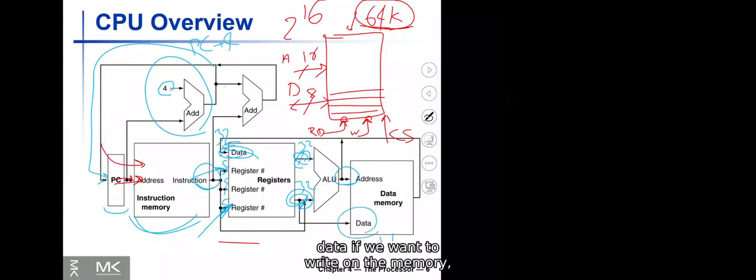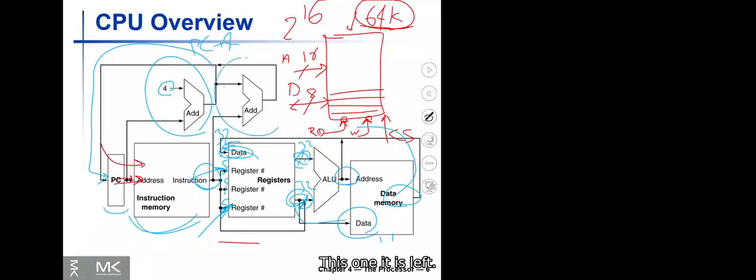And we have data. If we want to write on the memory, the data coming here is written in the memory. If we are loading from the memory, the data is loaded here, and then it goes wherever it should go. So this is the data memory. Address bus, data bus, control bus, which I have not put here. Now, okay, there is one more component that we talk about.